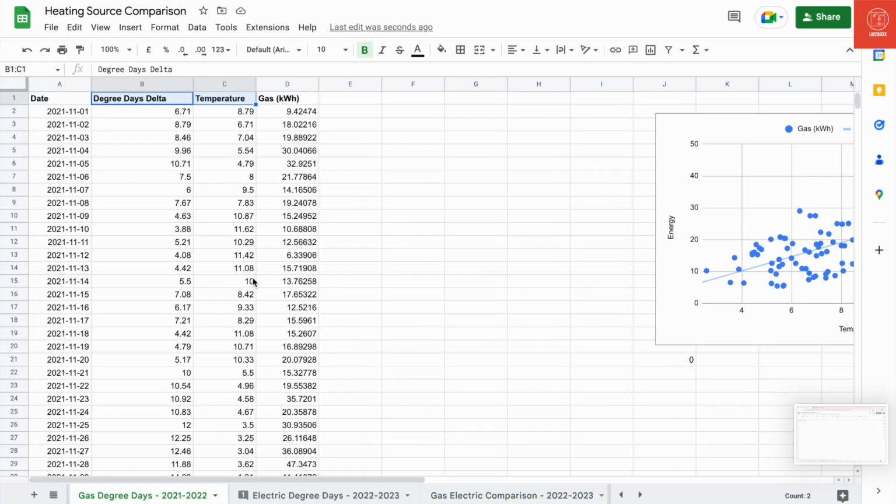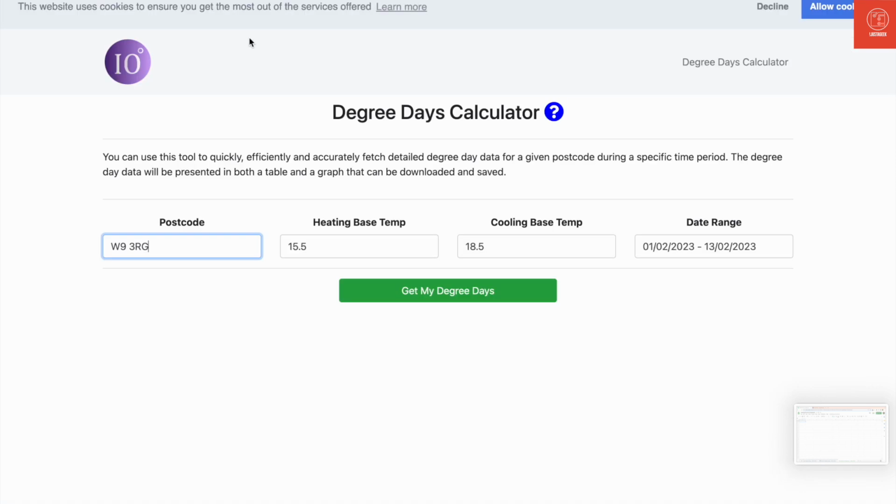Okay, so to compare our electrical and gas heating, we did the following. If we look at our gas data here, this is the data day by day from the 1st of November 2021 all the way to the end of March 2022. And we've taken that and combined it with the degree days delta temperature. This is the temperature assuming a certain temperature would require zero heating. So it's the difference between the required temperature for zero heating and the outdoor temperature.